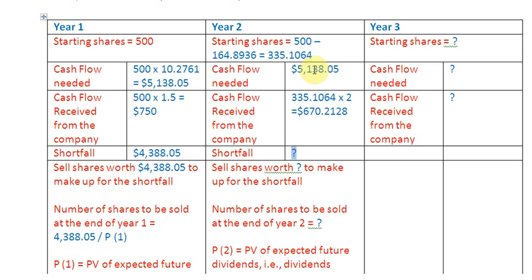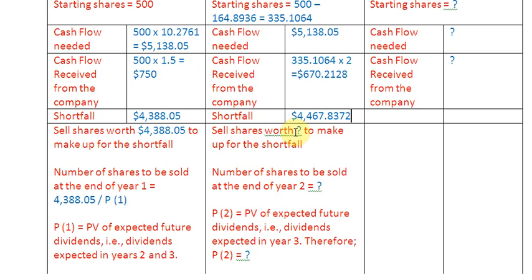That means we are again going to have a shortfall. How much? The difference between the amount we needed, this one, and the amount that the company is providing us, this one. So let us take the difference between these two numbers, and that is going to give us $4,467.8372. So now we are going to have to repeat the exercise again. Sell shares worth this amount here. So let's write it here, $4467.8372 to make up for the shortfall.